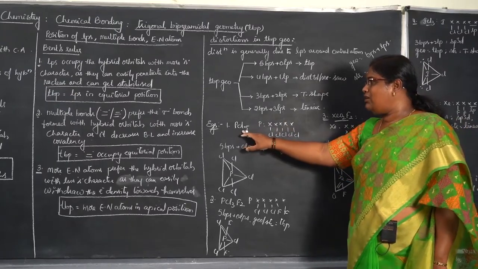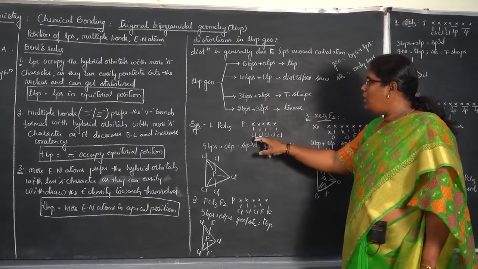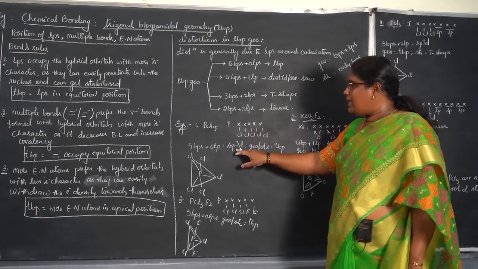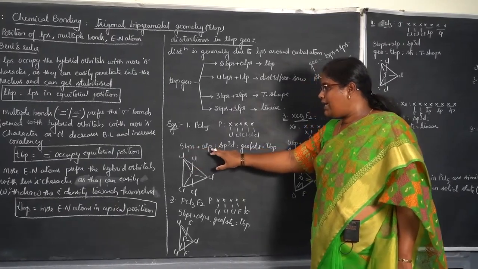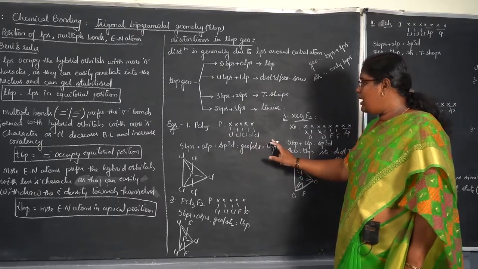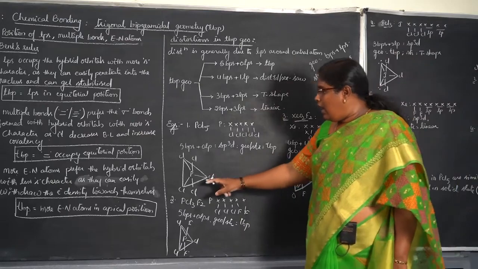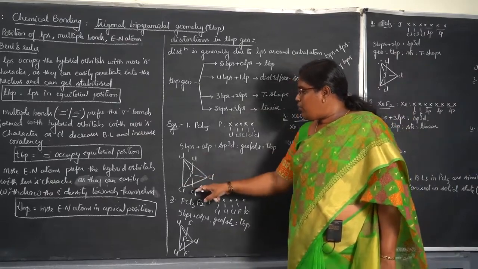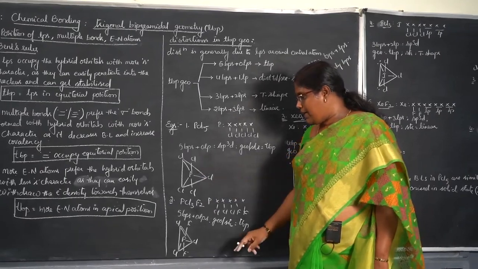First one, PCl5. Phosphorus is the central atom. It is undergoing sp3d hybridization, where we have 5 bonded pairs and 0 lone pairs. So the geometry or structure will be trigonal bipyramid. The chlorines occupy both the equatorial and apical positions.